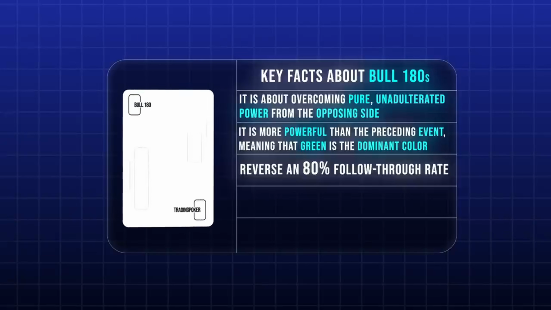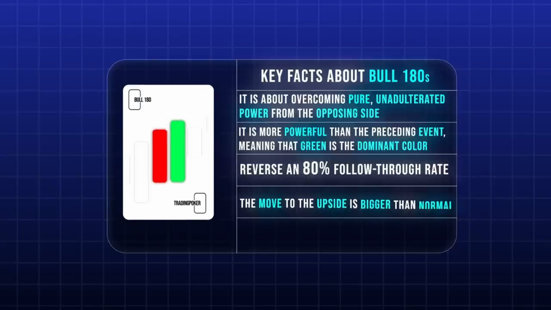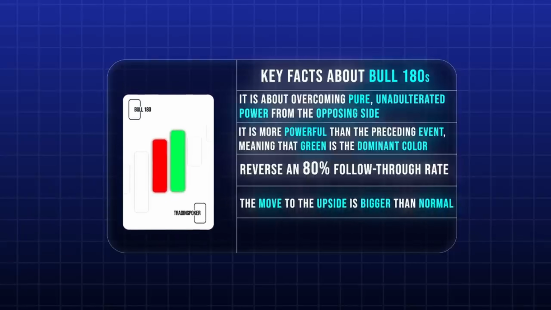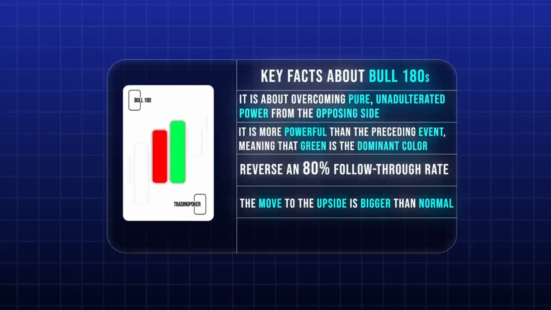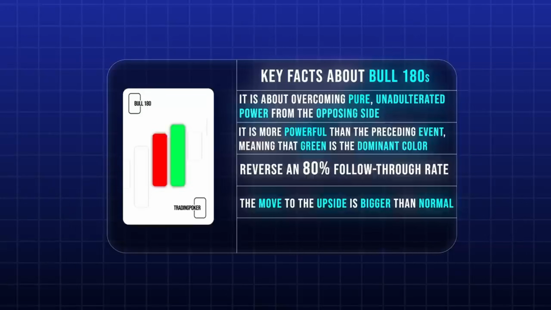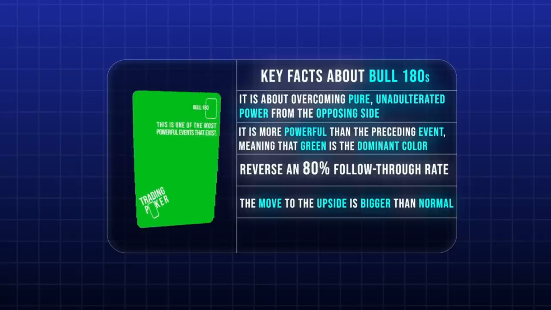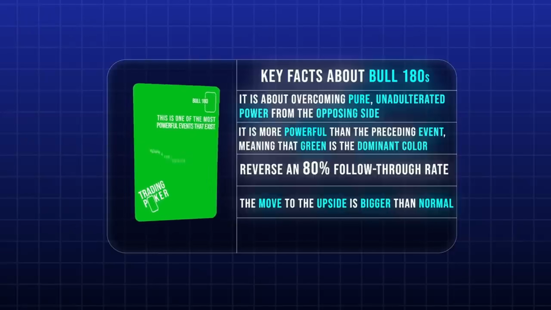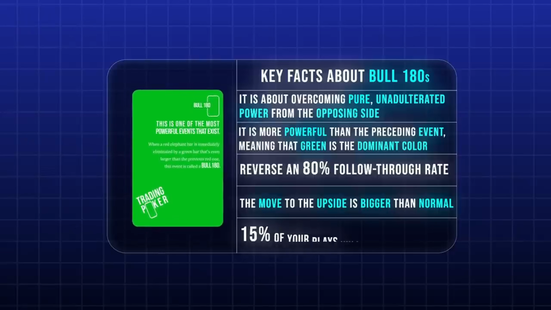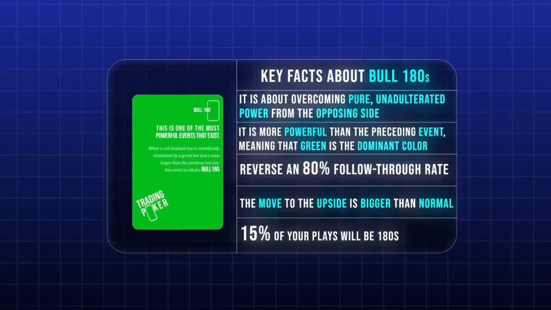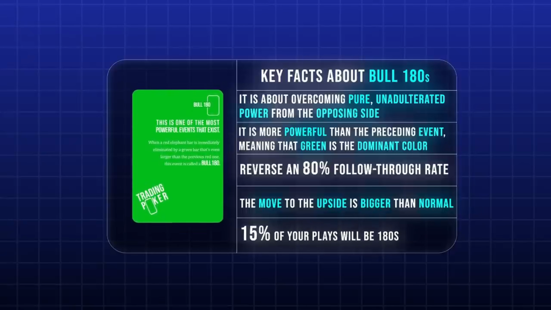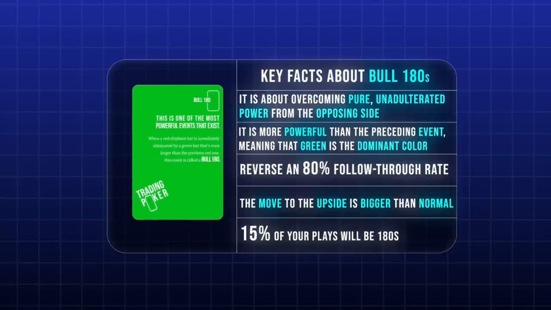All this means is that green is the dominant force, and the move to the upside is usually bigger than normal. So if we could normalize every move to the upside from an event, the moves to the upside from a bull 180 will statistically outpace the moves from other things. About 15% of your plays will tend to be bull and bear 180s.